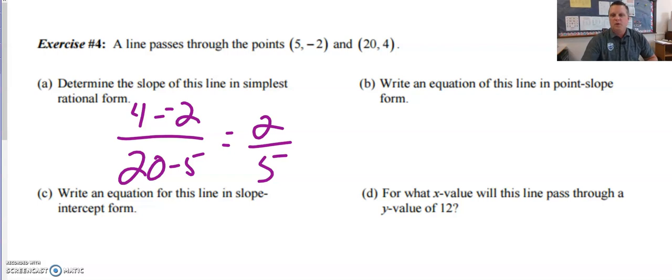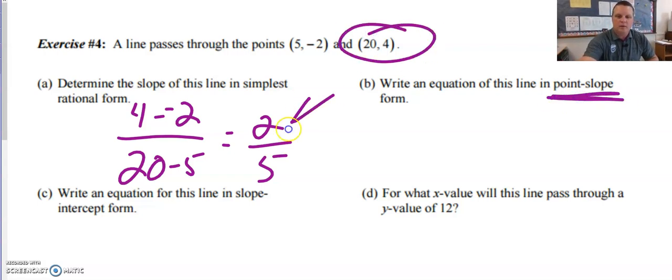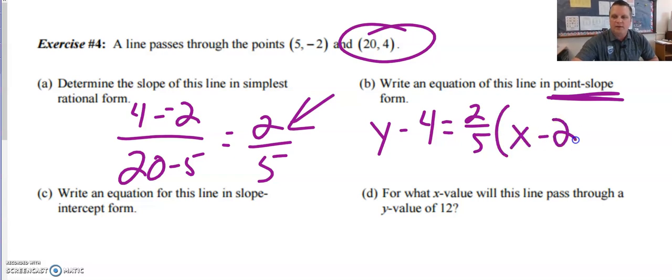That's the slope. Write the equation of the line in point-slope form. I chose 20, 4, because there's no negative there. So y minus y1 equals m times x minus x1. That's it. Just leave it. That's the point-slope form.